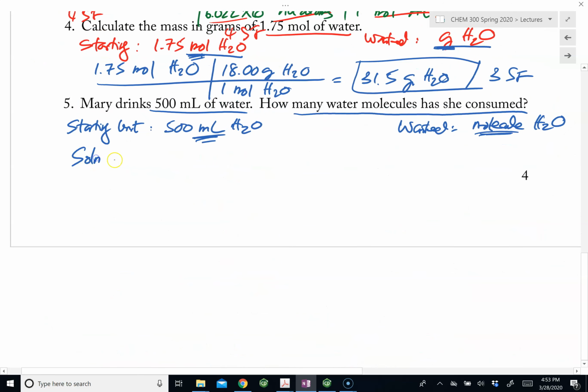So the solution map then equals, begin with volume of water. We can convert this into gram of water by using the density of water. And once we have the gram of water already, we now can convert this into the formula unit, a molecule of water.